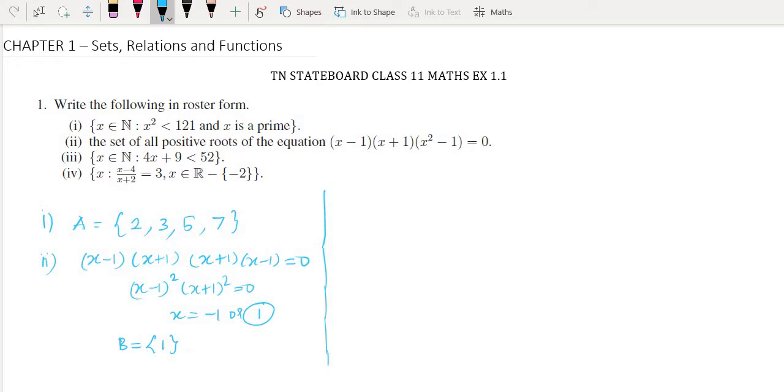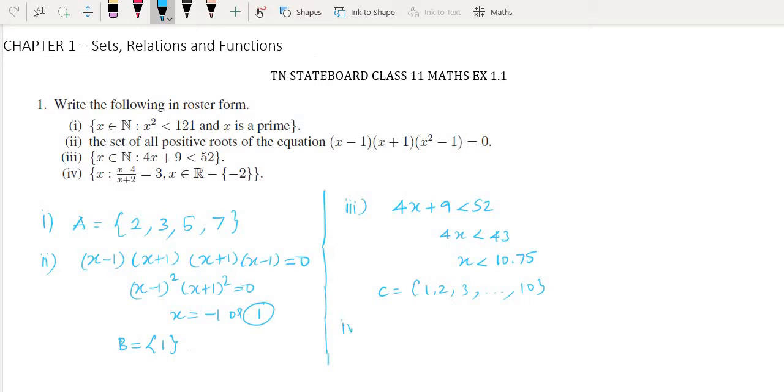And third subdivision, set of all natural numbers such that 4x plus 9 is less than 52. So if I take that condition, 4x plus 9 is less than 52, I'll get 4x is less than 52 minus 9, which is 43. So x should be less than 10.75. So the set of all natural numbers which are lesser than 10.75 are 1, 2, 3, etc. up to 10.